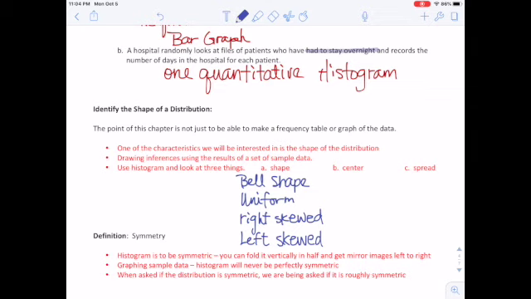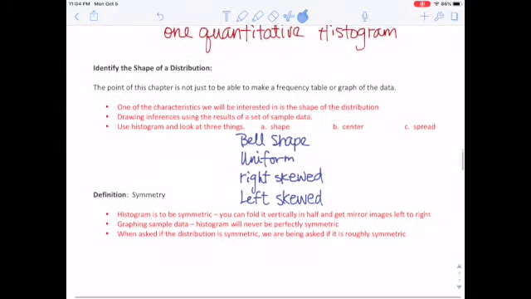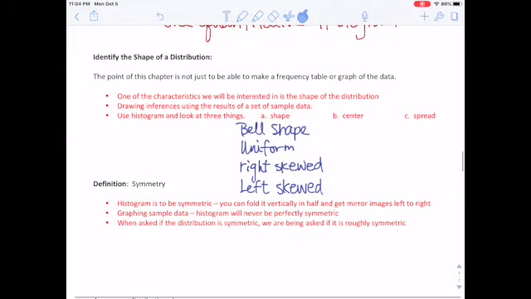The center is a calculation, and there's a whole bunch of different ways to calculate center, which we will talk about later. So right now we are really talking about just the shape. The shape involves a word called symmetry. Symmetry means the histogram is symmetrical. That's when you can fold it vertically in half and get a mirror image left to right.